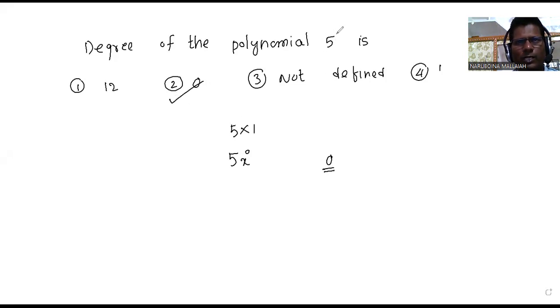There must be a variable. Here there is no variable, so we can create one by writing 1. 5 times 1 is 5. In the place of 1, you can write x to the power of 0. So now we have a power of x. The variable we have is x, so the index of x is 0. So this becomes the degree. So the degree of the polynomial 5 is 0.